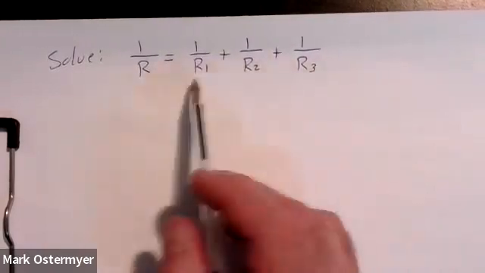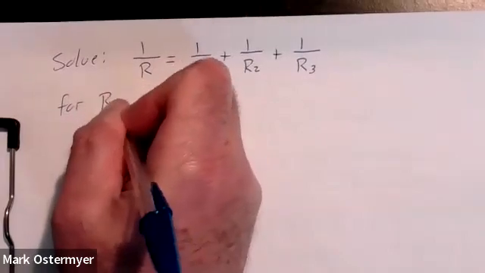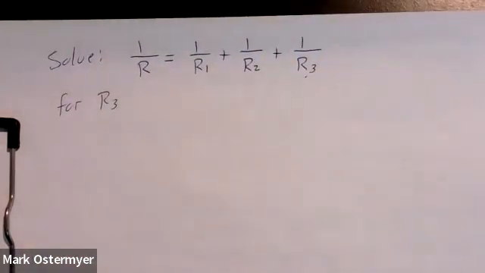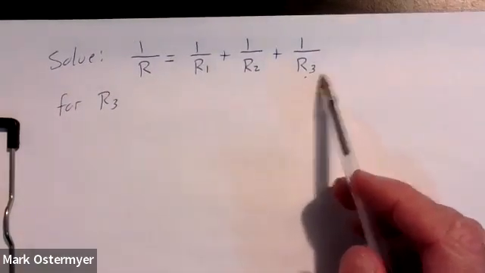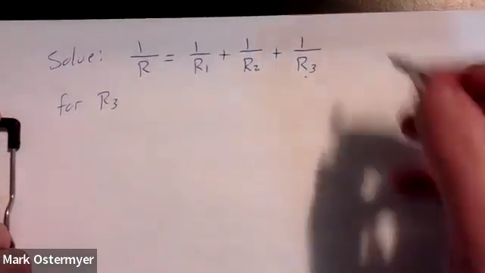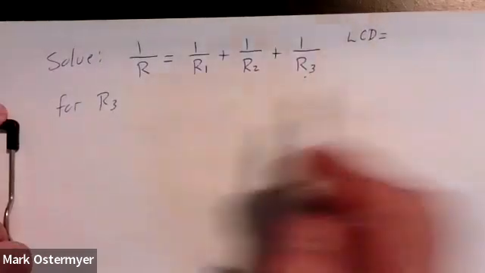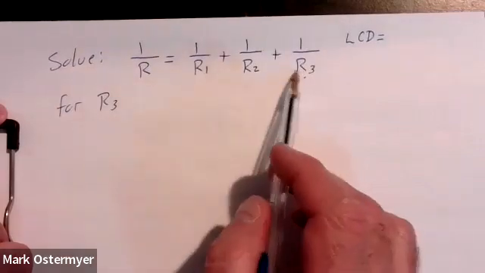Anyways, we're going to take this formula here and we're going to solve it for R3. We're going to solve it for this resistance here. Okay. How do we solve for R3? Well, that means we got to get R3 all by its lonesome on one side of our equation and everything else on the opposite side. To do that, this is a rational equation. So I'm going to, first of all, find the least common denominator. And what would be the least common denominator of all these denominators? What are we going to need for our LCD?